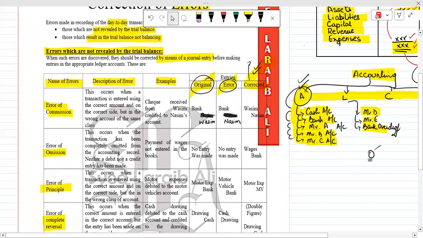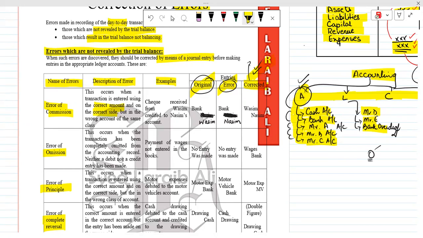The first is error of commission. How are we going to identify that? Remember, this type of error occurs when the transaction is entered using the correct amount on the correct side. It means the transaction has been correctly recorded with the amount. The amount was correctly written. Secondly, the sides were correctly written. What was supposed to be debited was debited. What was supposed to be credited was credited.